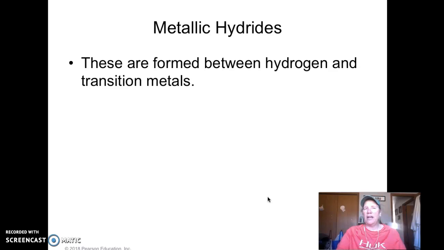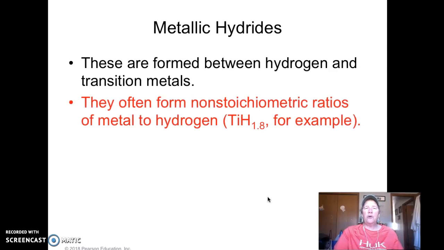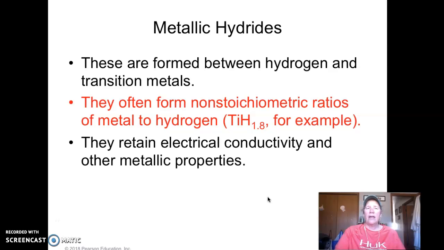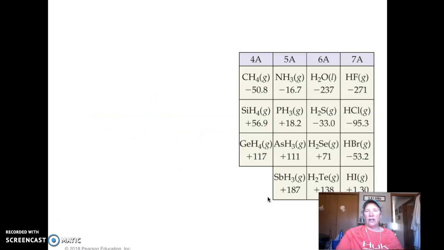Okay. Metallic hydrides are formed between hydrogen and transition metals. Transition metals like copper, iron, the ones in the middle. They often form what they call non-stoichiometric ratios. So in other words, weird numbers. Here you can see titanium, hydrogen 1.8. We're always used to whole numbers, but it's a weird ratio that can occur with these guys. They're really good conductors of electricity, and they have very strong metallic properties. So these are hydrides of the transition metals.